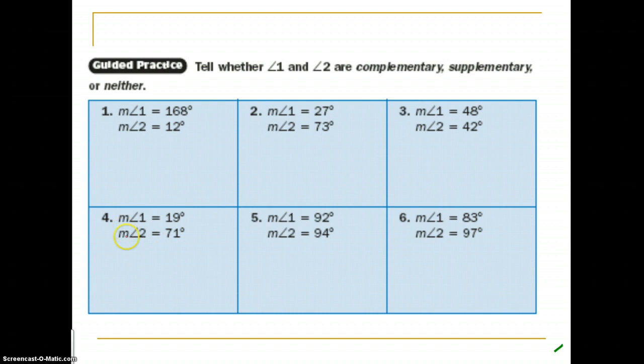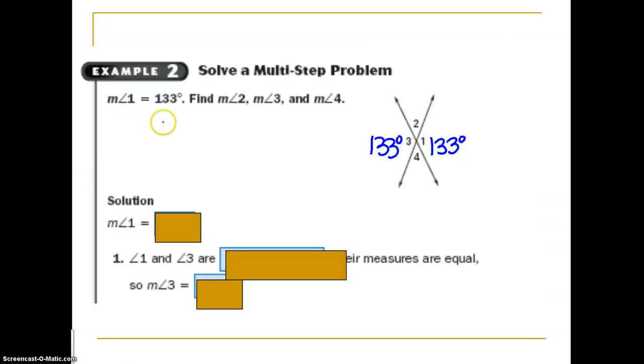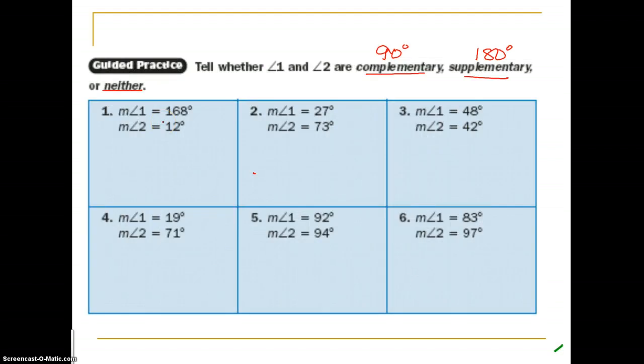Please pause the video and try 1 through 6. Tell whether they are complementary, supplementary, or neither. Remember, if you add them together, and they equal 90 degrees, they're complementary. 180 degrees, supplementary. Neither would be anything else. Number 1, when we add 168 plus 12 together, you get 180, so it's supplementary.